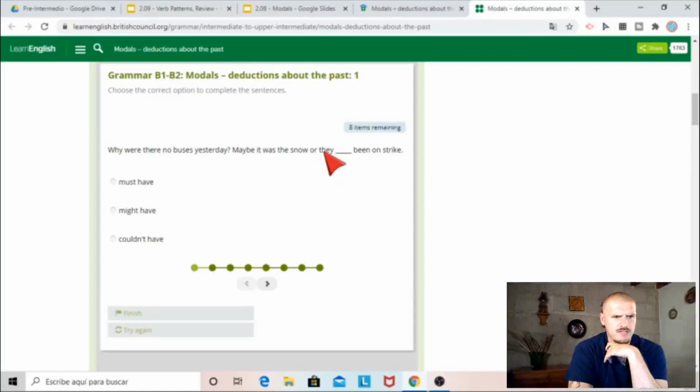Why were there no buses yesterday? ¿Por qué no hubo autobuses ayer? Maybe it was the snow or they been on strike. Quizás era la nieve o quizás ellos... Pues estamos hablando de posibilidades, ¿no? De que maybe, quizás, ¿no? Entonces yo creo que va a ser might have.